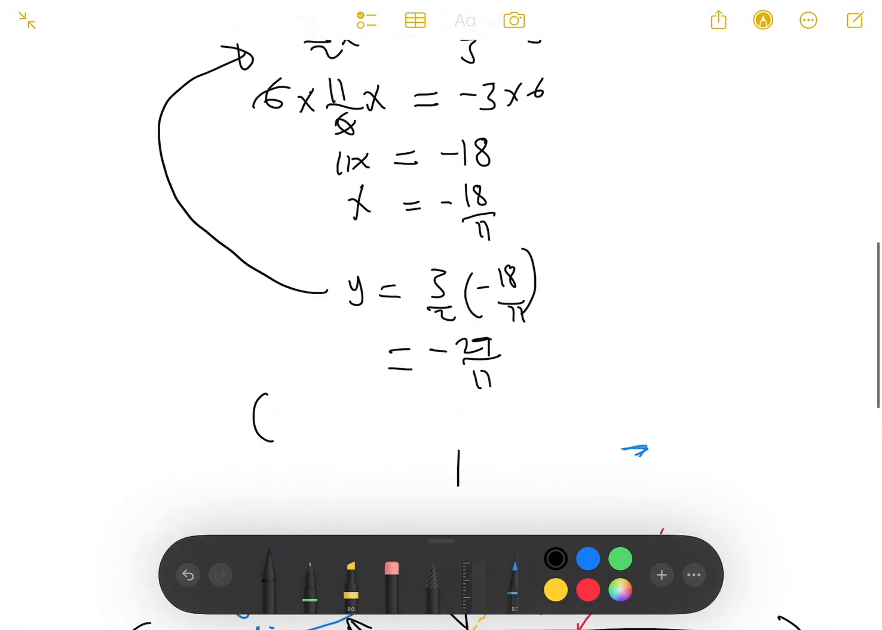And then determine the points as they had asked. So the points will basically be negative 18 over 11, negative 27 over 11.